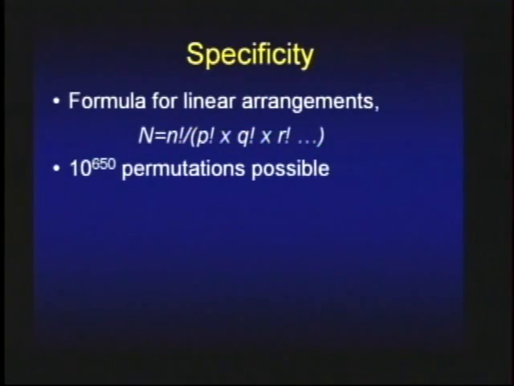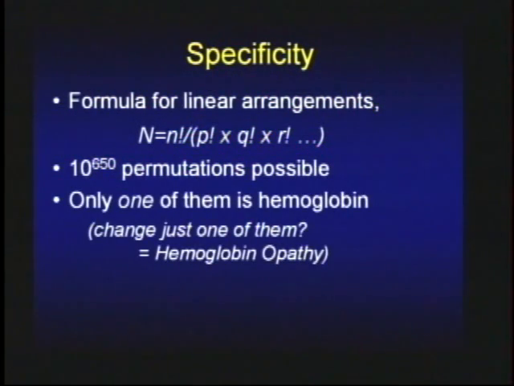Now, it turns out from mathematical switching theory, you can tell what the chances are of getting that right by accident, okay? It's called specificity, and that's the formula. To make a long story short, with 574 elements chosen from an alphabet of 20, you've got 10 with 650 zeros after it as your odds of getting it by chance. Now, here's the point. If you get it wrong, that's called hemoglobinopathy. It's fatal. Sickle cell anemia is a derivative of this. In other words, they have to be precisely right.